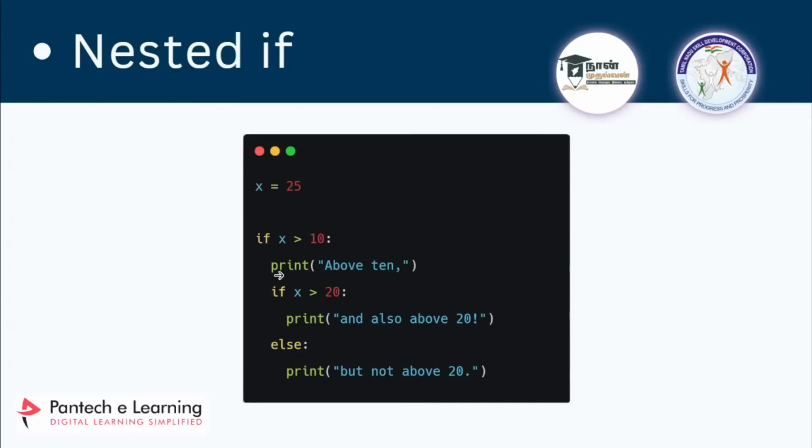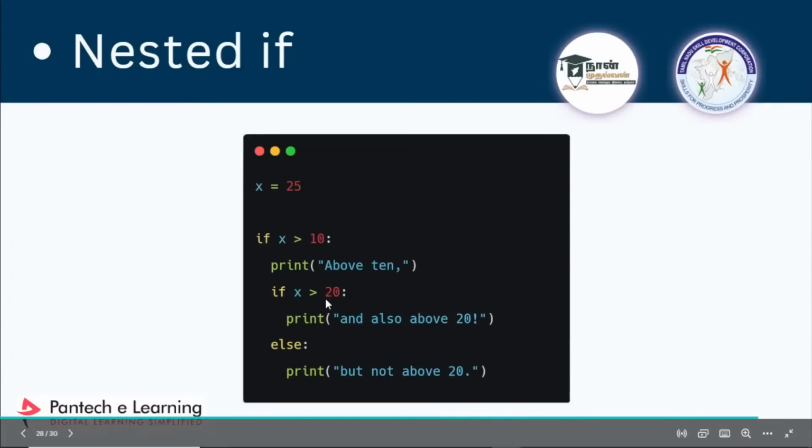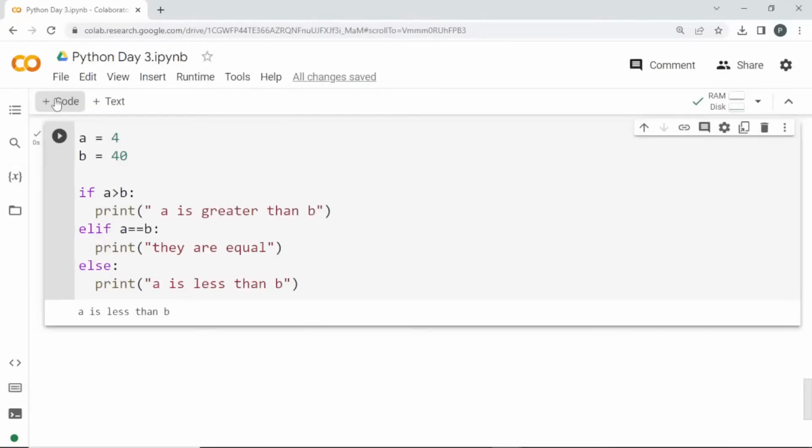Next, in that same body, I am creating another if. If you come to this line, it will look like an elif, but it belongs to this if statement. In that body, I am giving another if statement, which is a new if, known as nested if. And here I am checking 25 is greater than 20. If it is greater than 20, yes, it is going to print this result. Or else it is going to give you but not about 20. We'll try to repeat it in Colab.